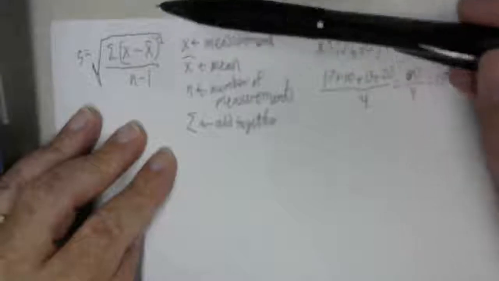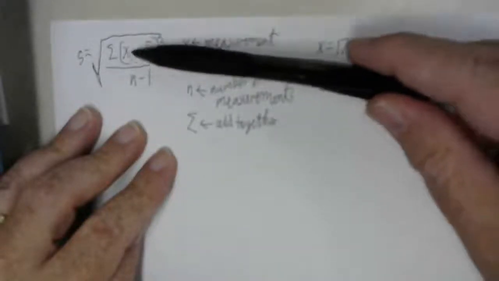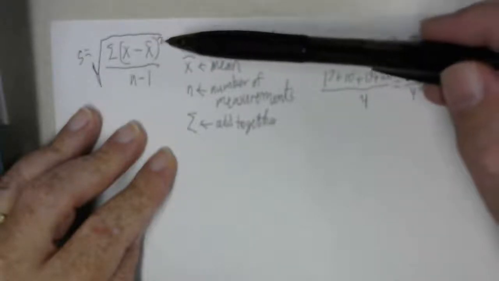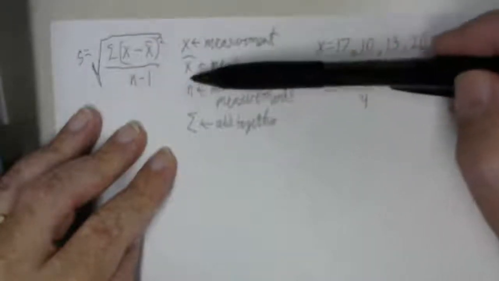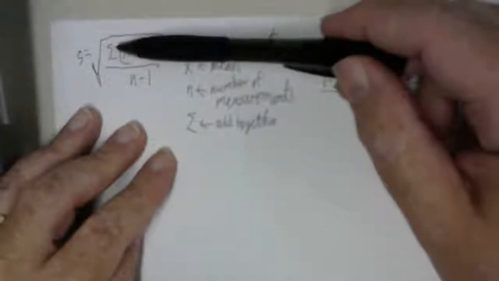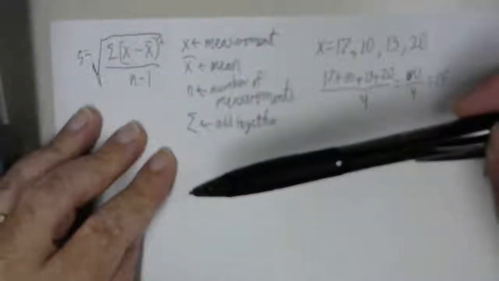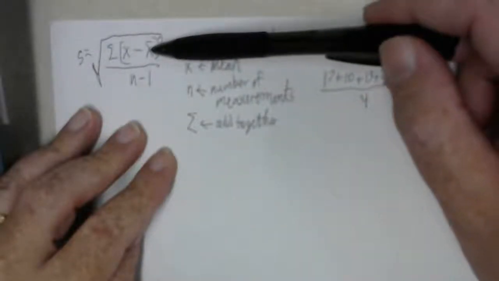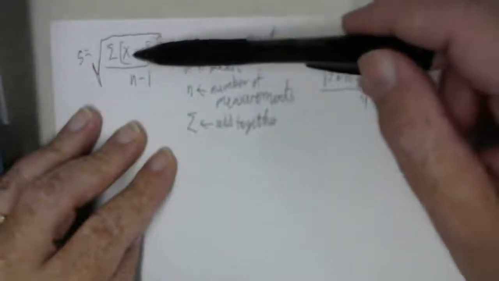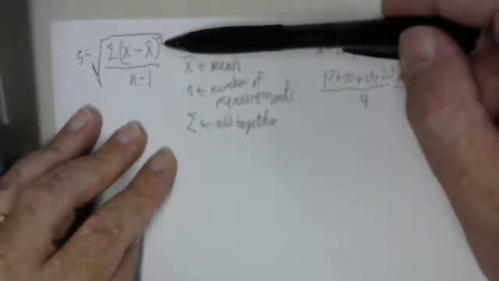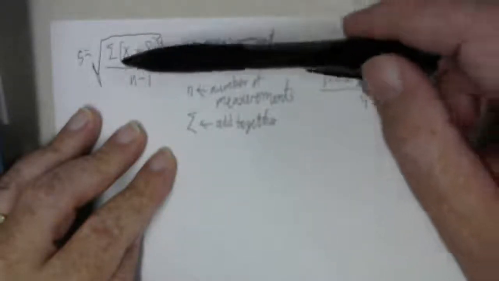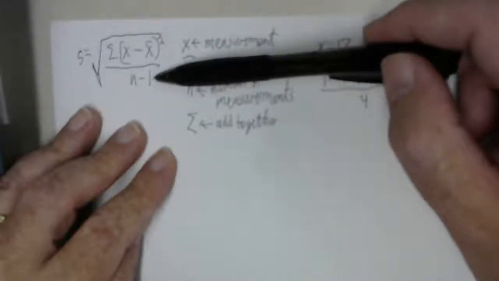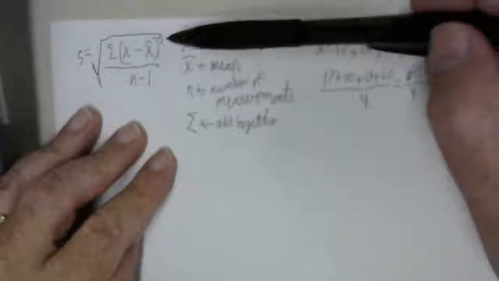Well, it depends on what these symbols are. X represents each measurement. X bar represents the mean. N is the number of measurements, and then this symbol, capital sigma, means to add things together. So once again, what's the order? I'm going to take my measurement minus the mean. After I do that, I'm going to square each of those numbers, add them all together, then I divide by this n minus 1 and take the square root.